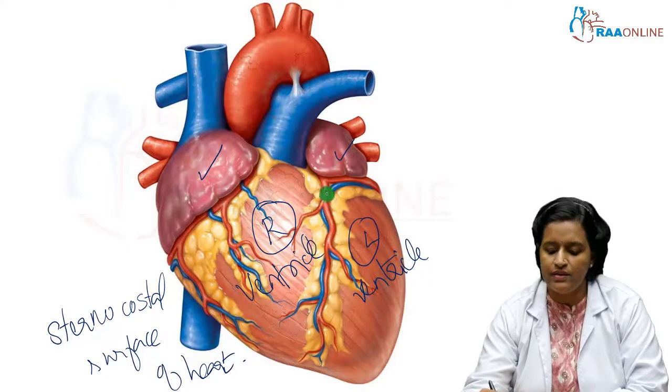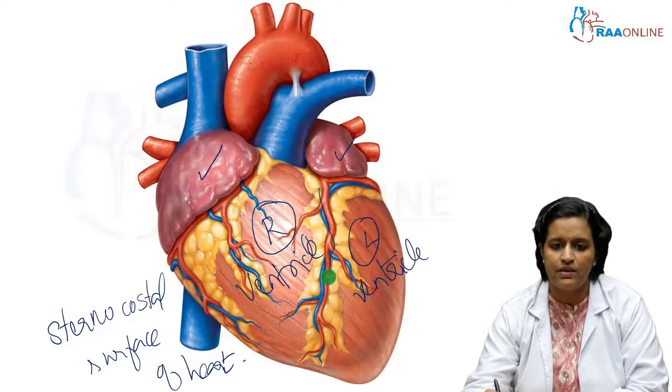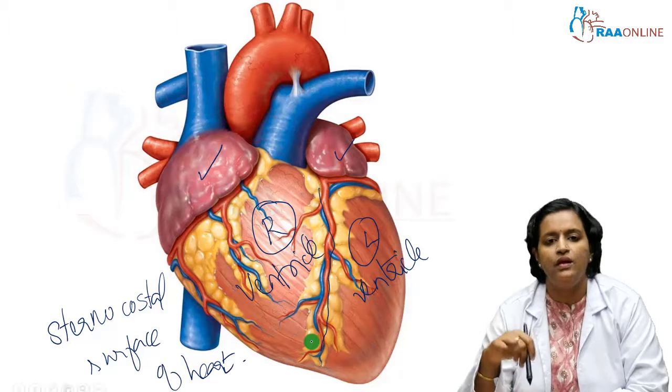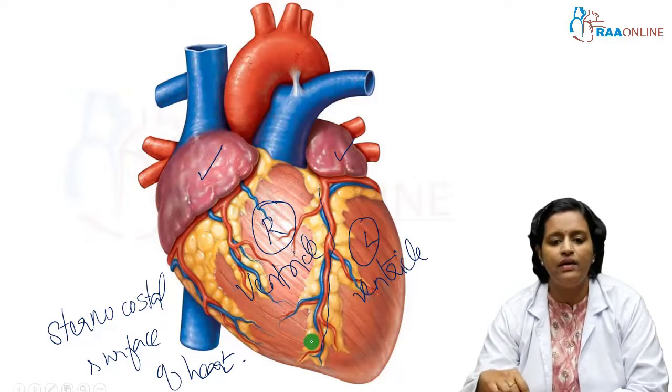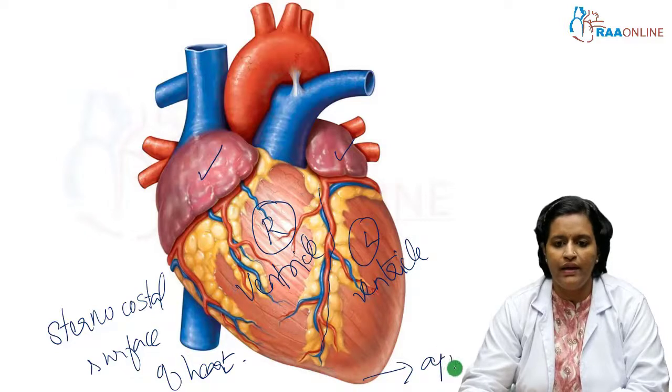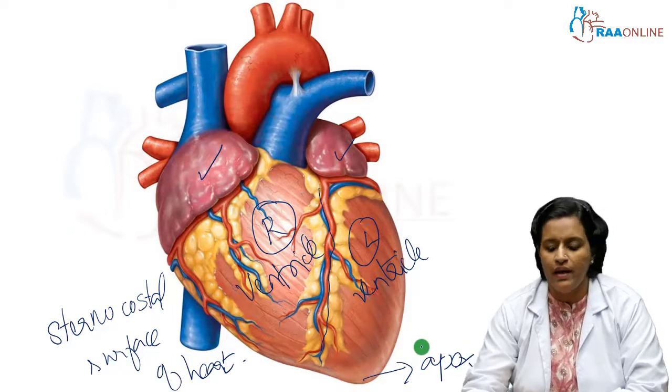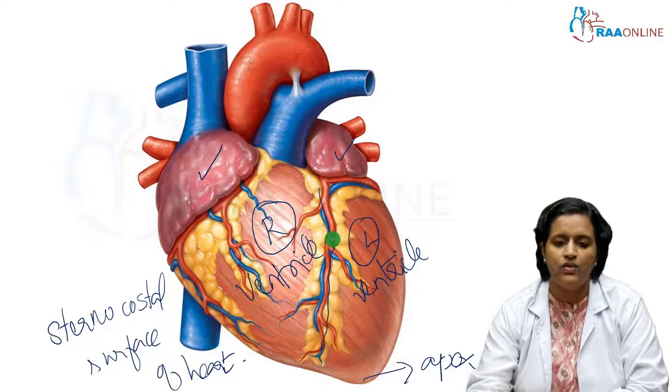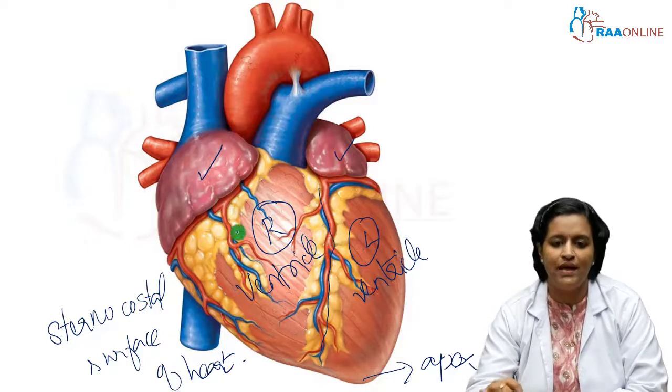The two ventricles are separated by this groove called the interventricular groove, and this is the apex of the heart, which is formed mainly by the left ventricle. So now our concentration is on this chamber, which is the right ventricle.